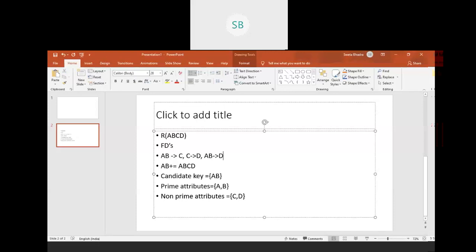Okay, but this should not be the case here, because here we have a functional dependency where this non-prime attribute, here you see C is a non-prime attribute and D is also a non-prime attribute. That means there does exist some transitive dependency.